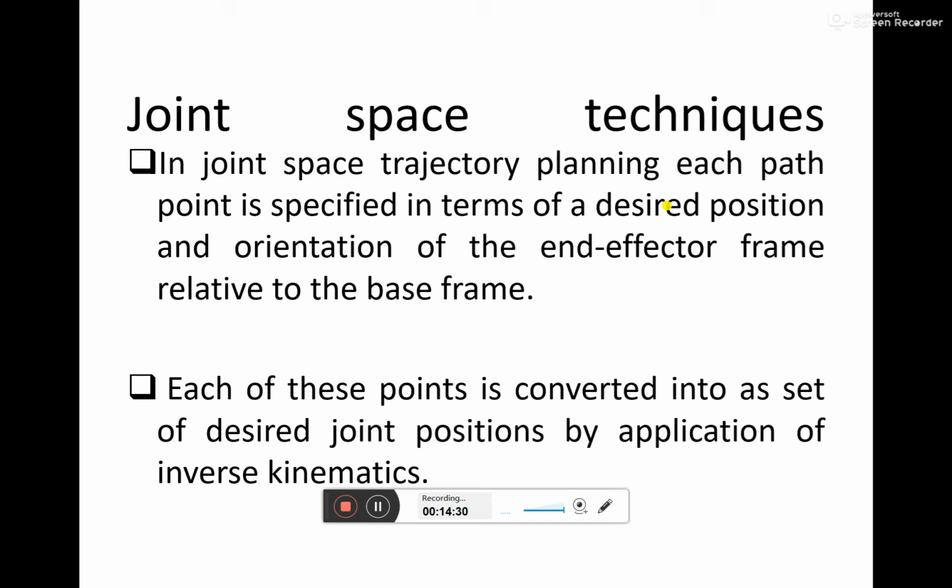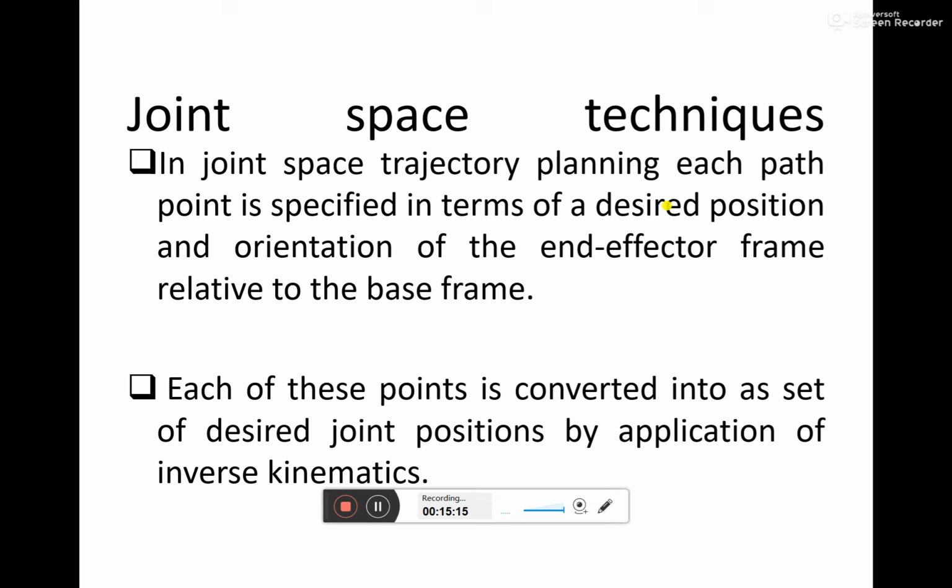Okay, we already discussed this in forward kinematics. So we are specifying the desired position and orientation of the end effector frame, that is the gripper position or the tool position frame, always relative to the base frame. So especially in the joint space technique, the end effector position will be specified with respect to the base frame, that is the zero frame. We saw the different frames and how we assign them in earlier classes. So accordingly, we have to decide on this particular joint space technique.